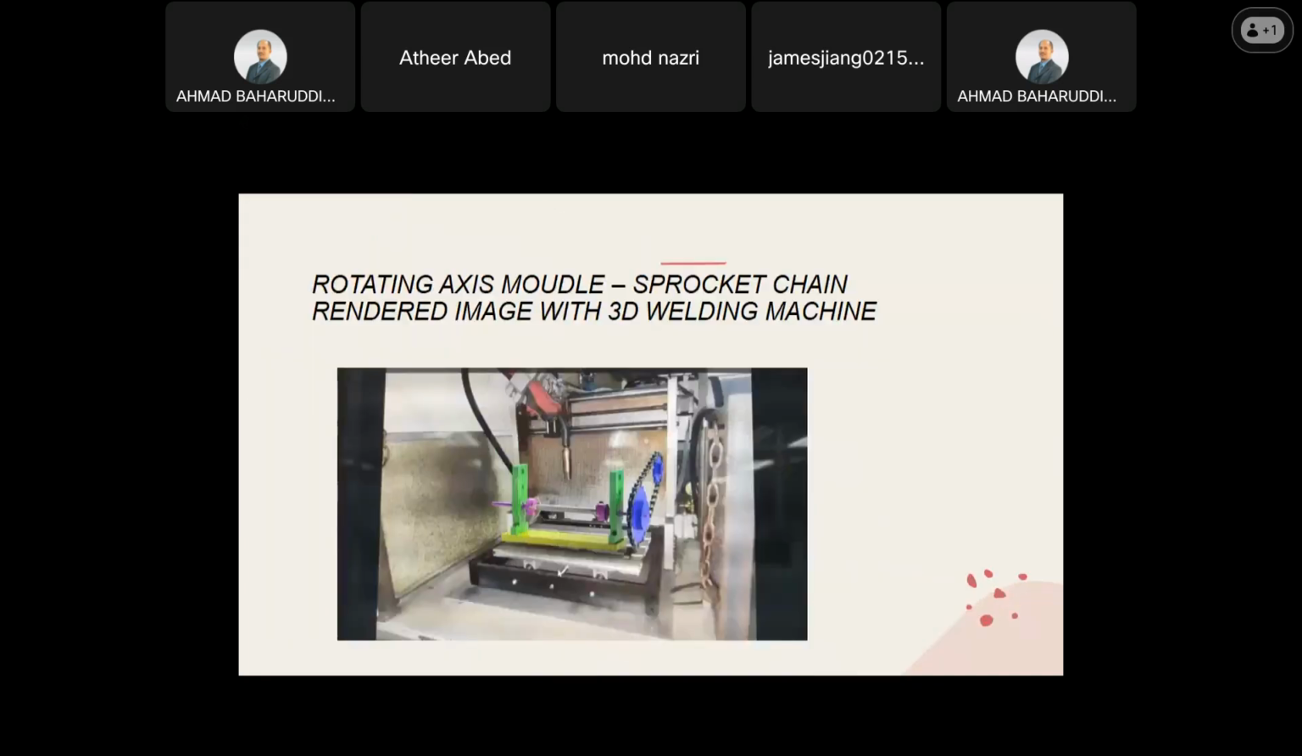Okay, so I am using SolidWorks itself. I have rendered my CAD drawing of our machine. So this is the basic concept. One of the sprockets will be attached to our rotating axis module, and another sprocket will be attached to the machine to allow synchronization and good pipe fabrication.